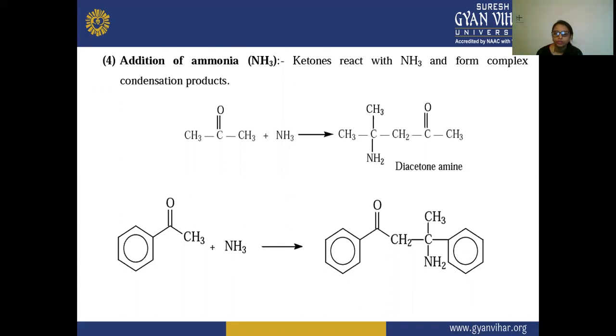So this is your acetophenone, and when it reacts with this ammonia, this product is formed here.